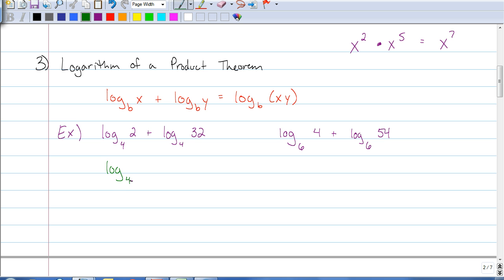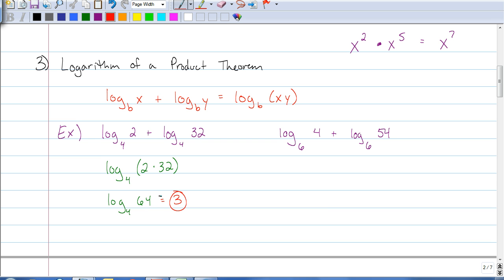We have log base 4 of 2 plus log base 4 of 32. Well, from this theorem, since we have the same bases, we would multiply these two values together, 2 times 32. Well, 2 times 32 is 64. And log base 4 of 64 can be simplified as well, because 4 to the 3rd power gives us 64. So that means my answer would be 3.